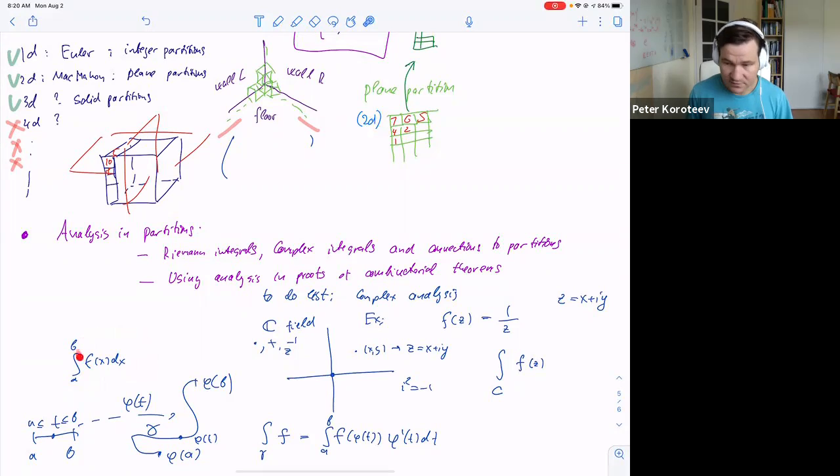Are you familiar with the Riemann integral? What does the integral from a to b mean? I see some. Is everybody familiar?